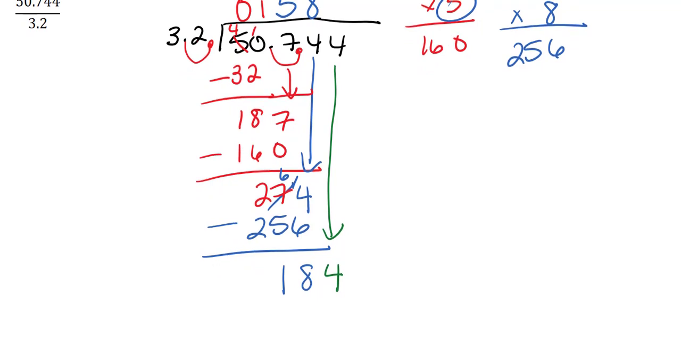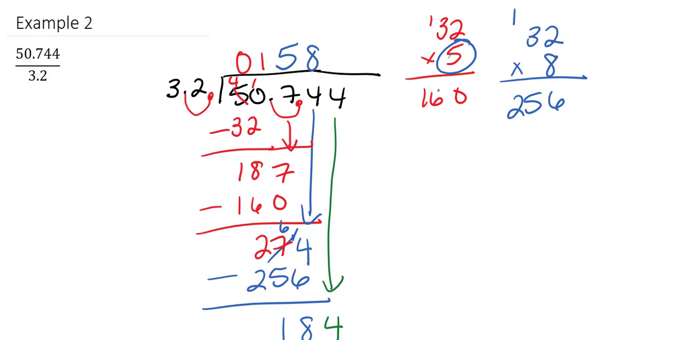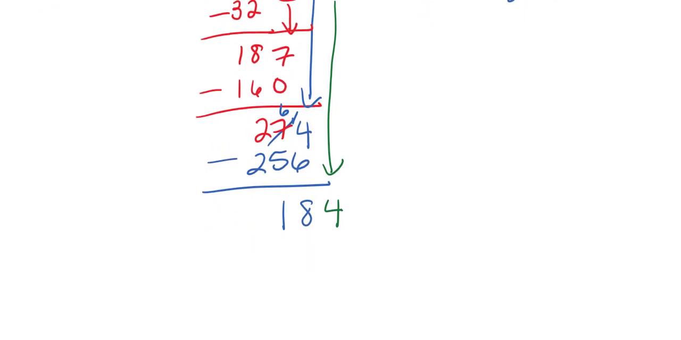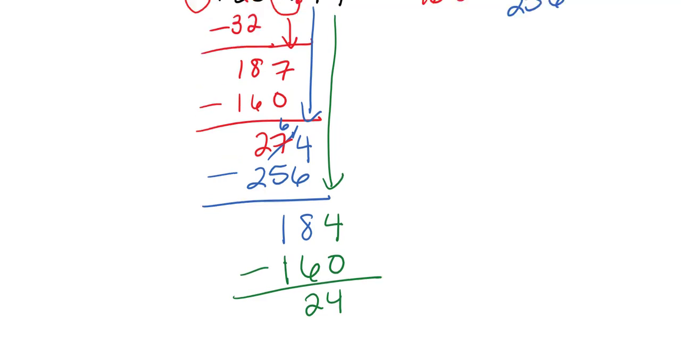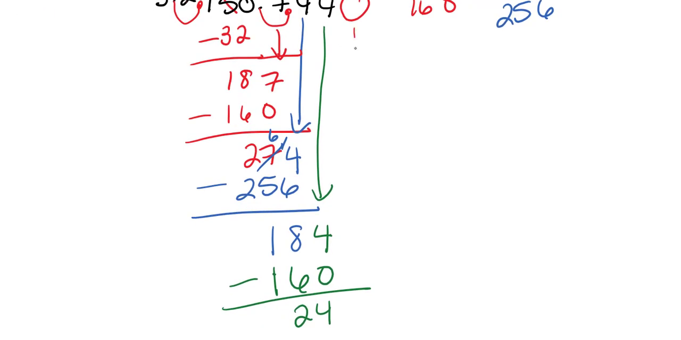So we have 184. 32 can go into 184 how many times? If we look at this, it's 5 times because that's 160. And if you added another 32 to 160, that'd be over 190, so that's too much. So we put a 5 above there. We put 160 here, and we get 24. So we need to add a 0 here, and then we bring it down to right here.